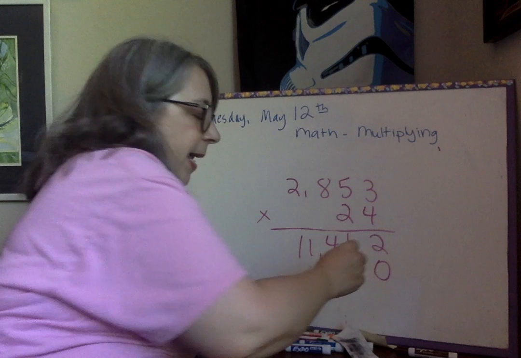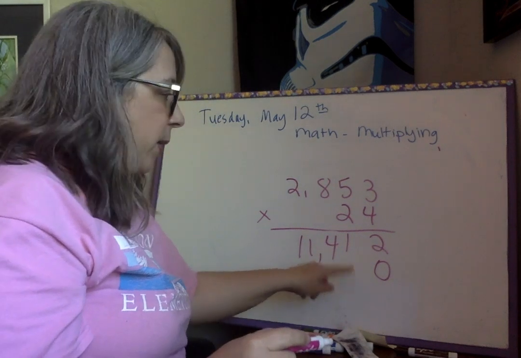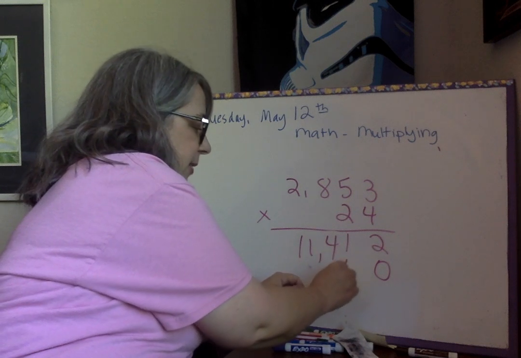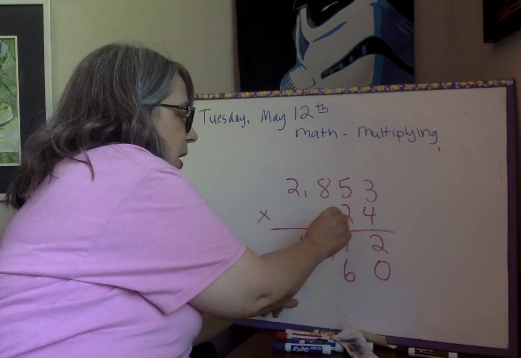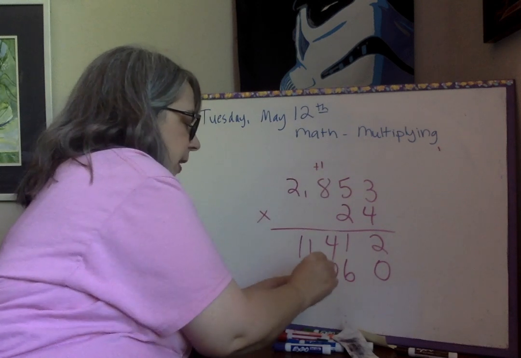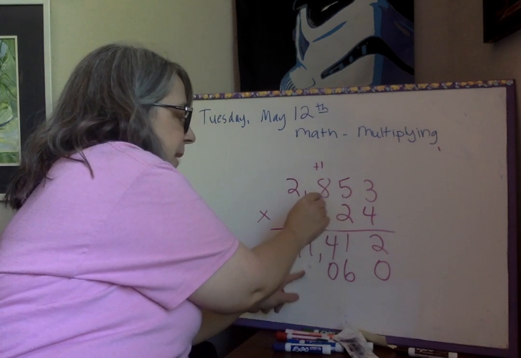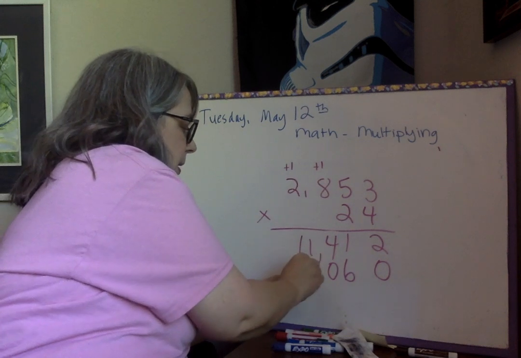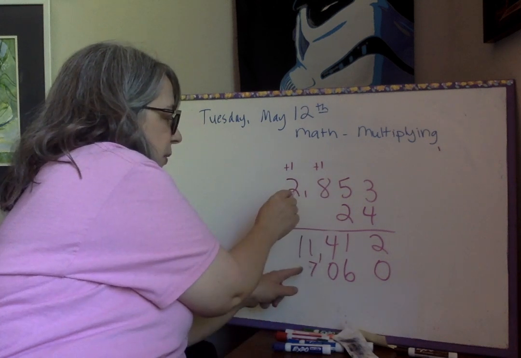We have to put a 0 down in our ones place. So now let's multiply the 2. 2 times 3 is 6. Make sure you leave everything lined up. 2 times 5 is 10. So plus 1, 0 down here. 2 times 8 is 16. Plus 1 is 17. So plus 1, 7. 2 times 2 is 4.